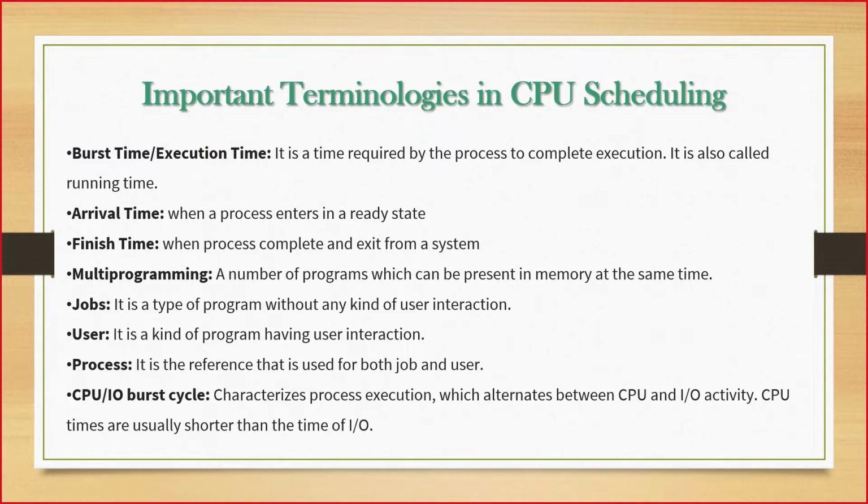Second, arrival time, when a process enters the ready state. Finish time, when the process completes and exits from the system. Multiprogramming, the number of programs which can be present in memory at the same time. Jobs, a type of program without any kind of user interaction. User, a kind of program having user interactions. Process, the term used to refer to both job and user.